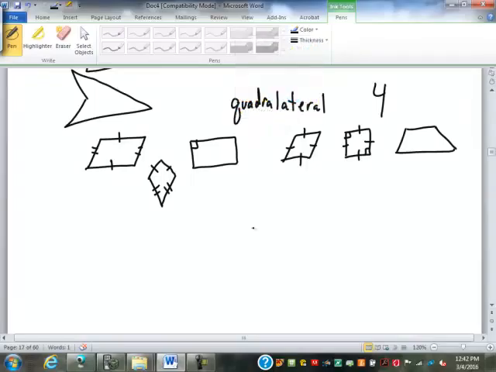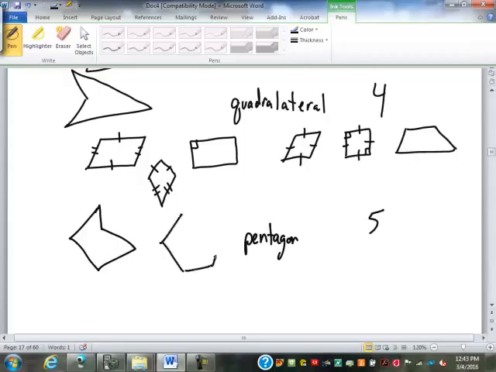Bigger than a quadrilateral is a pentagon. It has five sides. There's a pentagon. It has five sides. Very ugly pentagon. Now, somebody's like, what the heck is that? You're used to seeing a pentagon drawn like this, right? That's what's called a regular pentagon.